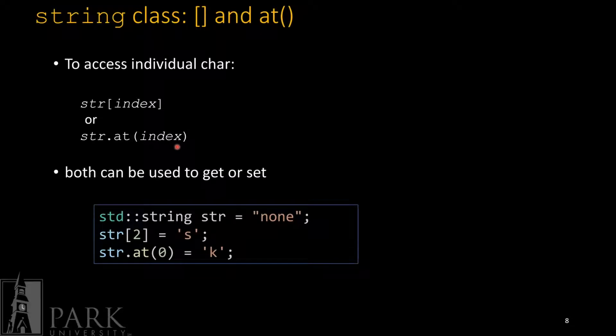So this segment of code shows that both the array style brackets and the at function can be used on the left-hand side of the assignment statement, or they can be used on the right-hand side to retrieve the value. So on the left-hand side, you're storing the value. If it's on the right-hand side of the assignment operator, you're retrieving the value.